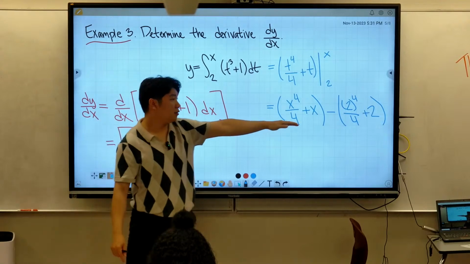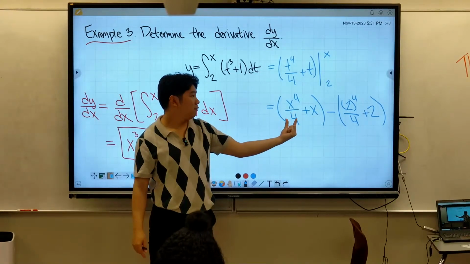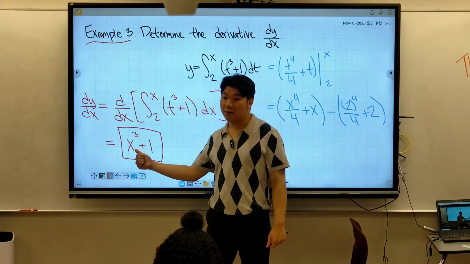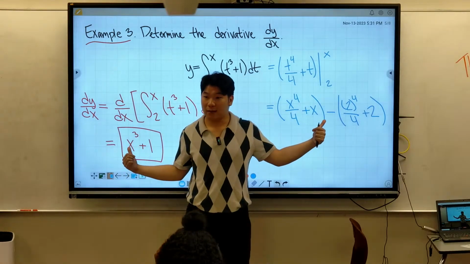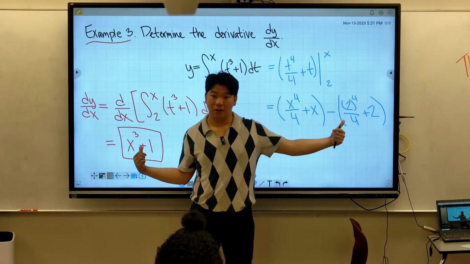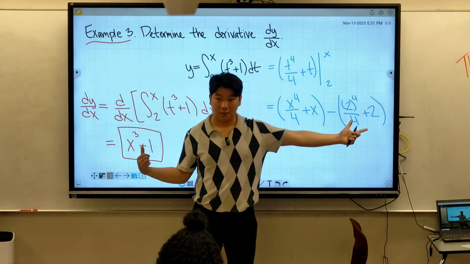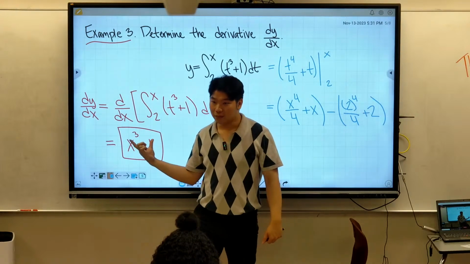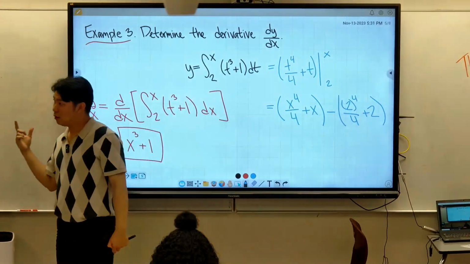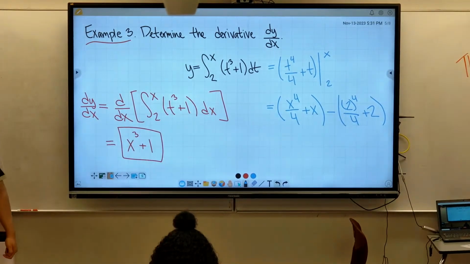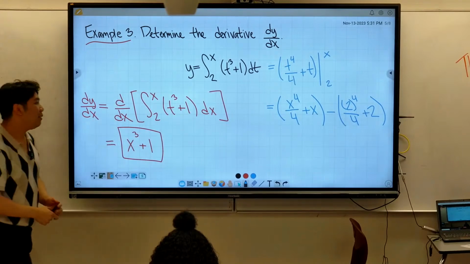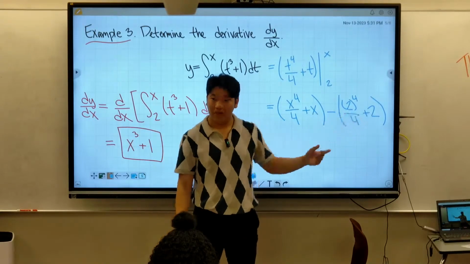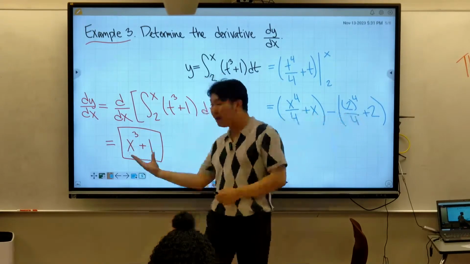So what would happen if I took the derivative of this expression? Derivative of x to the 4th over 4, we get x cubed. Derivative of x, we get 1. And what's the derivative of all of this? 0. That's why we end up with this here. Because whenever I deal with an integral from a constant to x, I'm just getting that antiderivative plus a constant, and whenever I take the derivative of that, I end up back here.